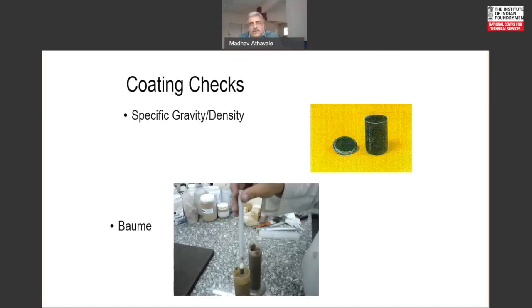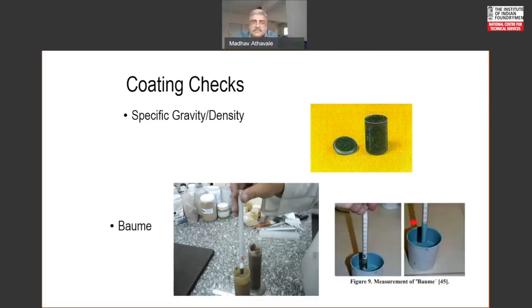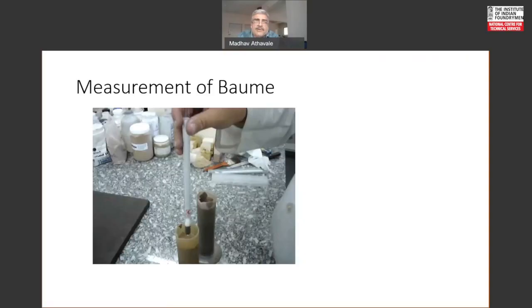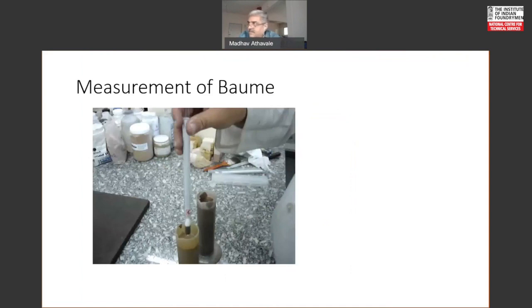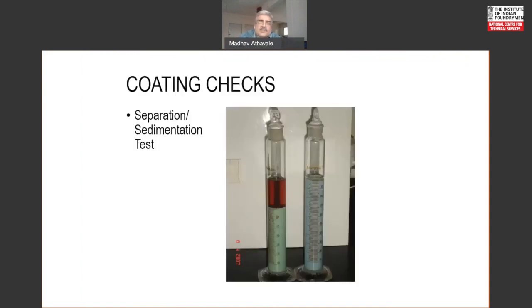You have to hold the bombometer and allow it to lower slowly into the measuring cylinder in which you have taken the coating. You cannot drop it or you cannot force it inside. Otherwise, you will get erroneous reading. I think I'll skip the video here since we are running short.